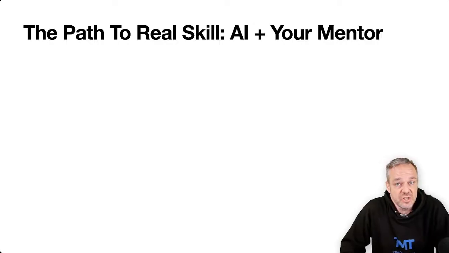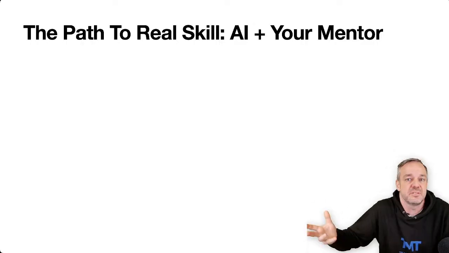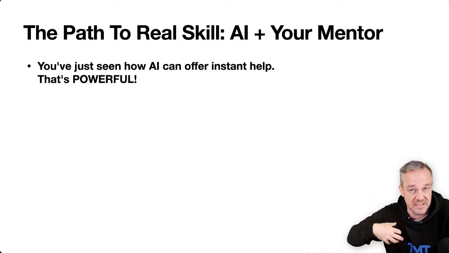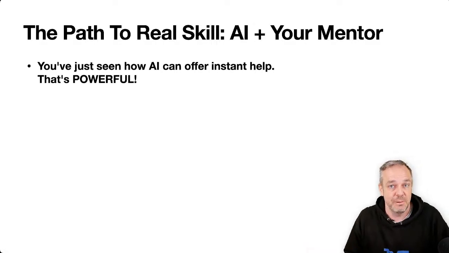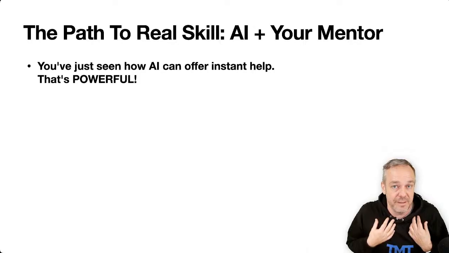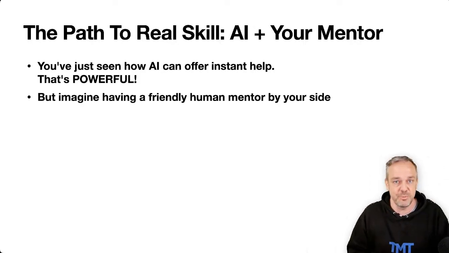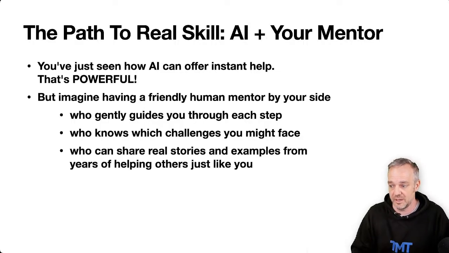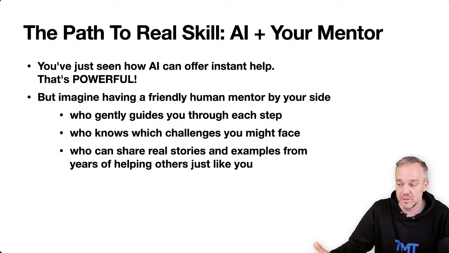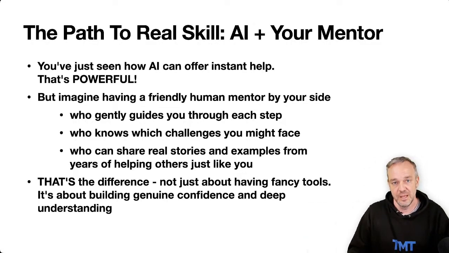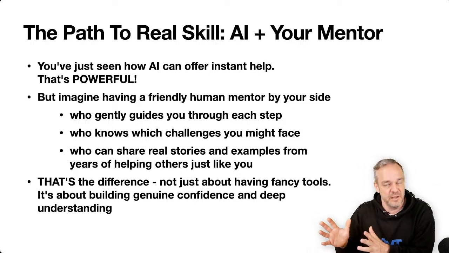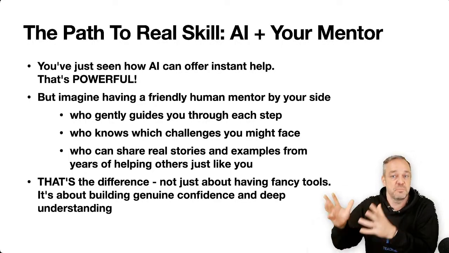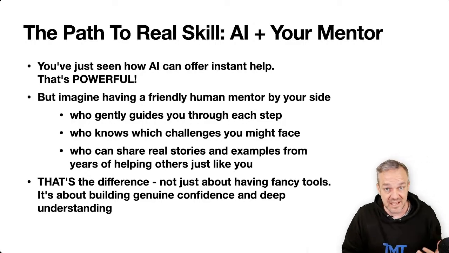So what did you think? You just saw how these first-hand examples can help you get AI to understand, and how you talk to AI to get instant help. That's already pretty powerful. But if you're combining that with the power of a friendly human mentor, who shows you how to use AI in the best possible way, how we can plan together, knowing which challenges you might face as a beginner, how I'm sharing real stories and examples with you coming from years of helping others just like you. I think that's really the difference between just using impressive fancy tools, vibe coding as they call it, copy pasting stuff without really understanding what it does, and truly building deep skills and lasting confidence.